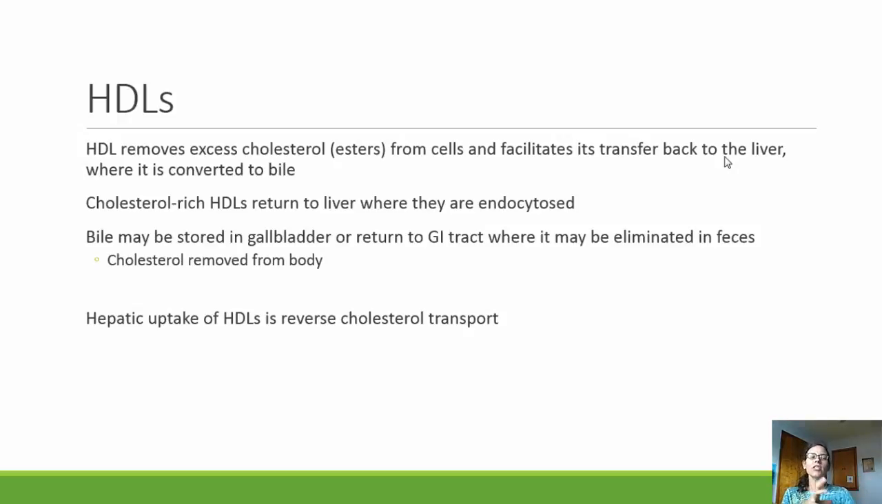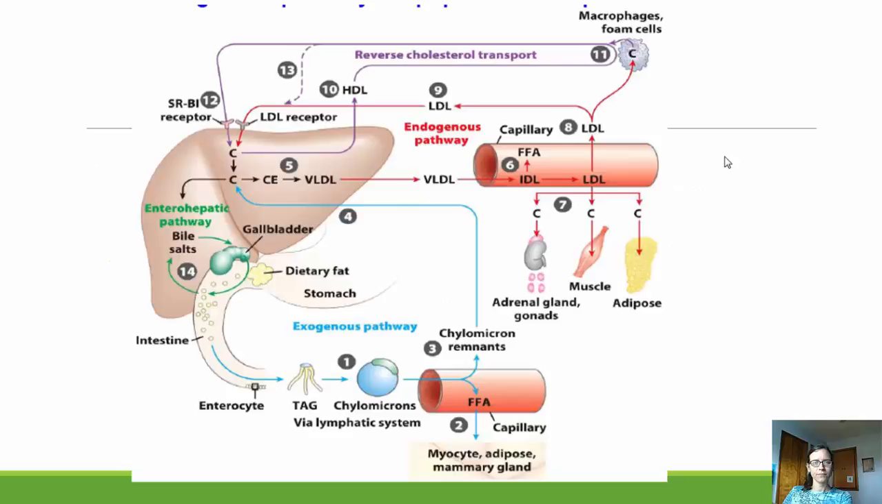And then once HDLs have gone throughout the body and collected this cholesterol from the periphery, they're endocytized by the liver, and the liver will repackage this cholesterol into bile. And this process of the HDLs collecting cholesterol from the periphery and taking it back to the liver is called reverse cholesterol transport.